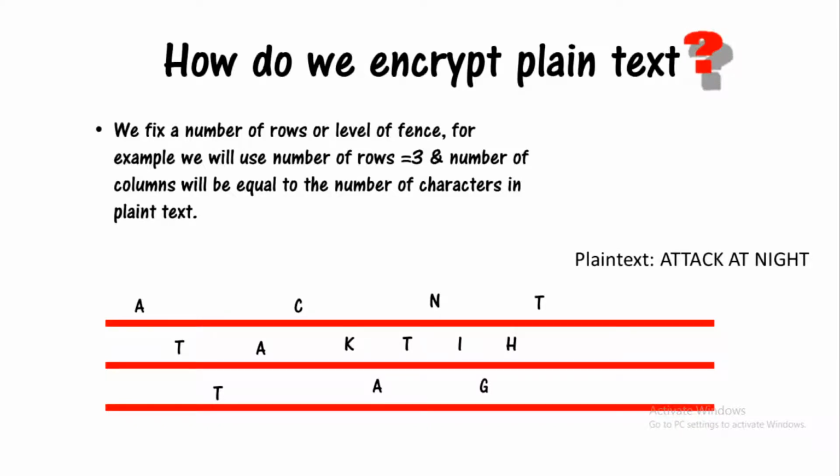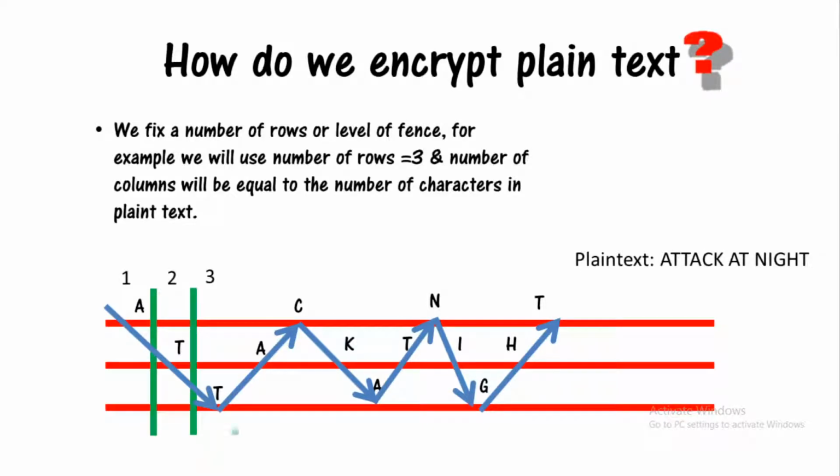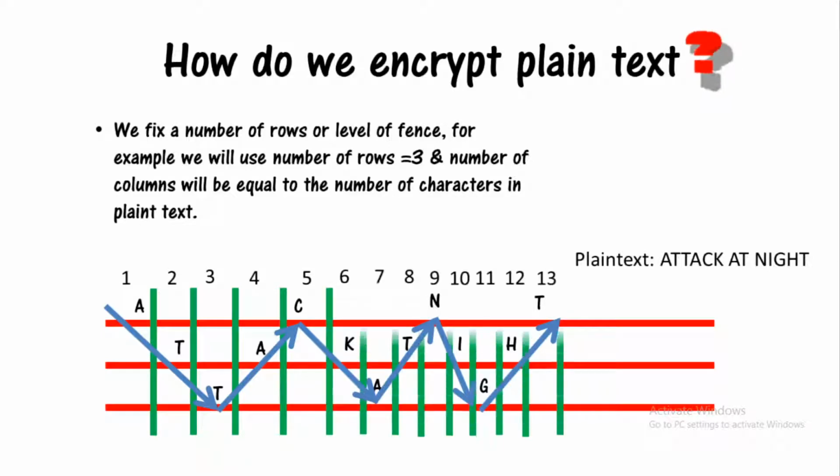Just like this. So this is our first way: from the top left corner we reach downwards, then we go upwards, again downwards, again upwards, again downwards, again upwards. This is our first column, this is our second column, third column, fourth column, fifth column. So we have a total of 13 columns, and first row, second row and third row. This is how we write down our plain text, till our whole plain text is written.